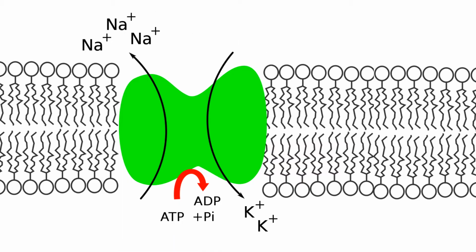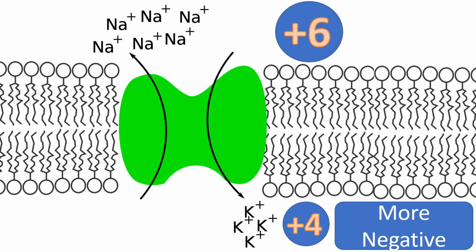Now, this doesn't happen in a 1-to-1 ratio, and that is extremely important for life. Potassium is pumped into the cell at a ratio of 2 potassium in for every 3 sodium that are pumped out of the cell. It doesn't take a lot of math to realize that's 1 extra positive charge being pumped out of the cell.